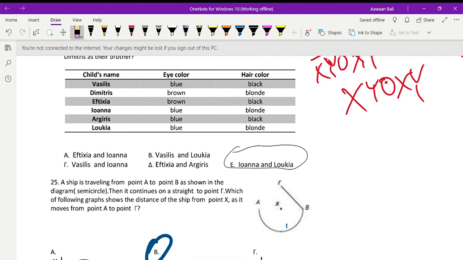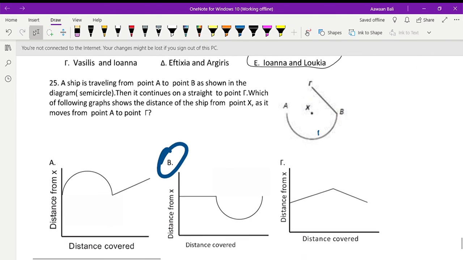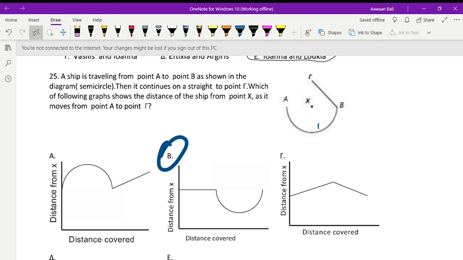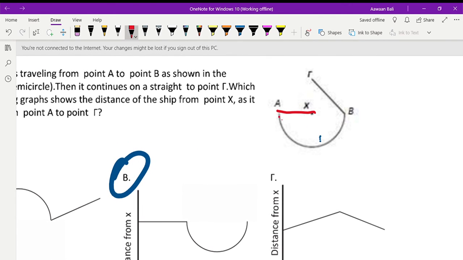Finally, the last question. A ship is traveling from point A to point B as shown in the diagram, the semicircle. Then it continues on a straight path to point gamma. Which of the following graphs shows the distance from the ship to point X as it moves from point A to point gamma? The answer is Vita, because the thing about this semicircle is that once you start here, the distance will always be the same no matter where you go. So it has to be a straight line.